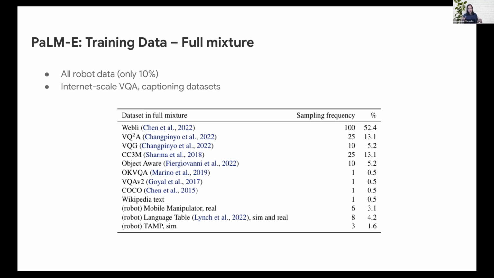So this is basically presenting the training data that was used for PALM-E, where only 10% of the data was robotics data, and the rest of the data was essentially internet scale visual question answering and captioning data sets, some of which were repeated to get enough data for PALM-E to be trained.